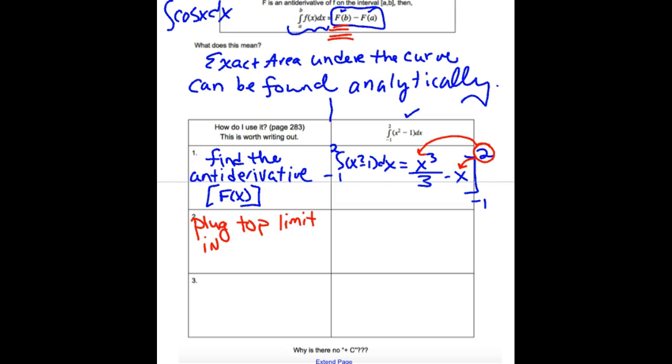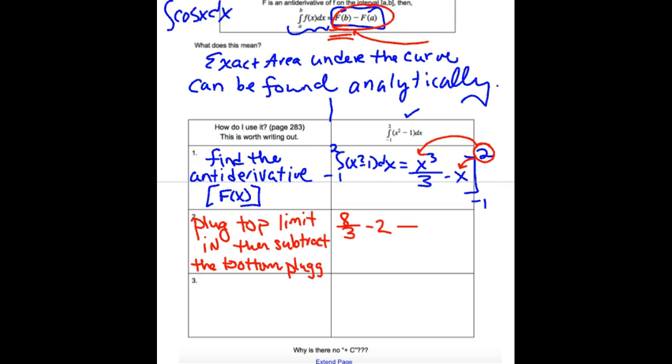Just arithmetic. So you're going to say 2 cubed, which is 8, over 3, minus 2. All I did, notation-wise, that's this right here. The antiderivative with a b plugged in. That's what that says. Then according to this model right here, what does it say I'm supposed to do next? According to the model, what am I supposed to do? Subtract. So let's go minus the bottom plugged in. That's poor grammar, but you get what I'm saying.